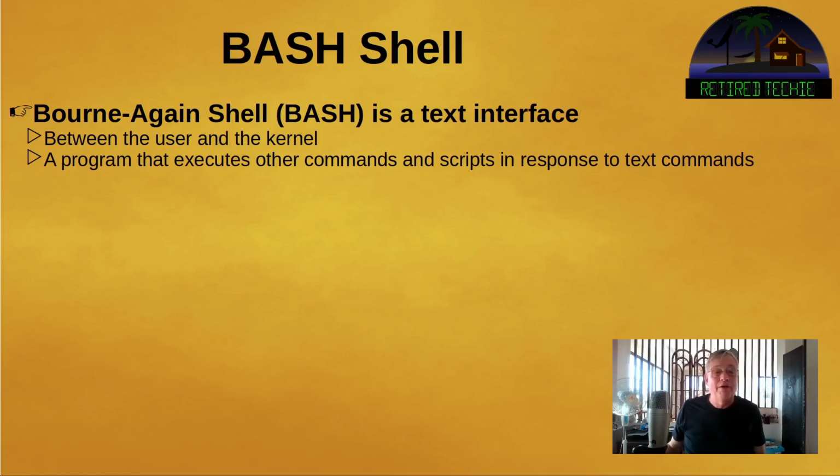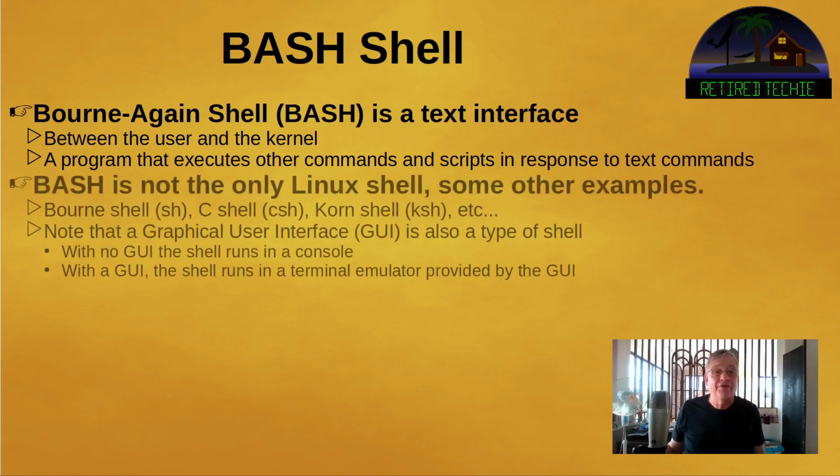Now we need to be aware that bash is not the only Linux shell out there. A couple of examples are the original Bourne shell, which was an early Unix shell. Bash is a modern take on the Bourne shell. We also have C shell, the Korn shell. There's also a Z shell and an Ash shell. Note that a graphical user interface, or GUI, is also a type of shell.